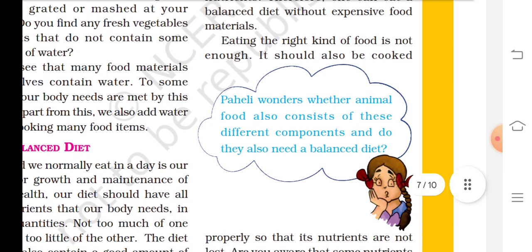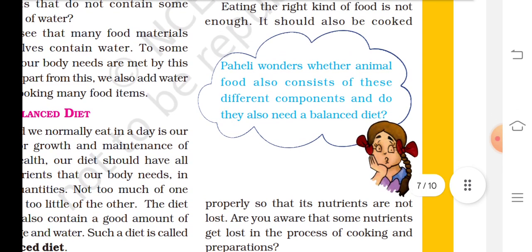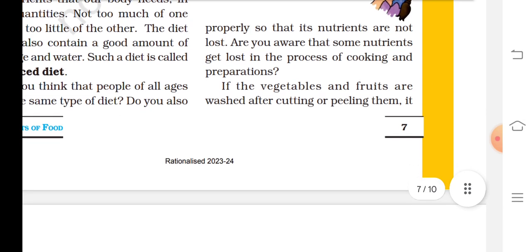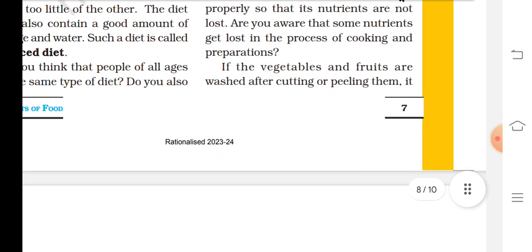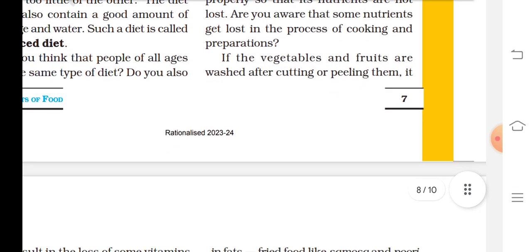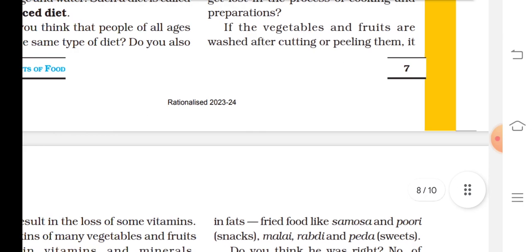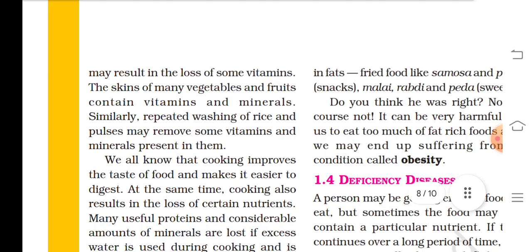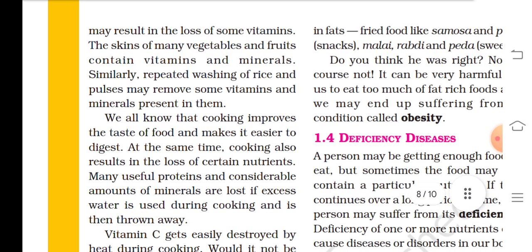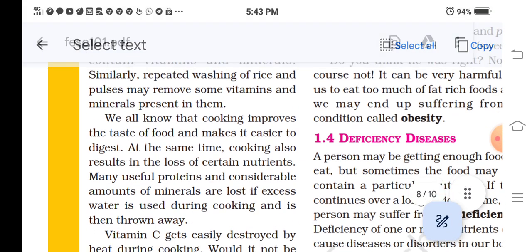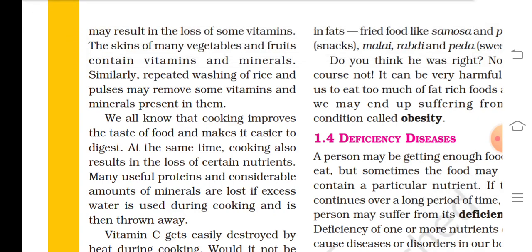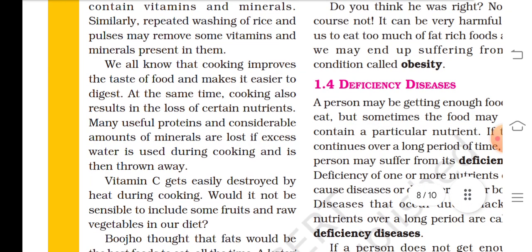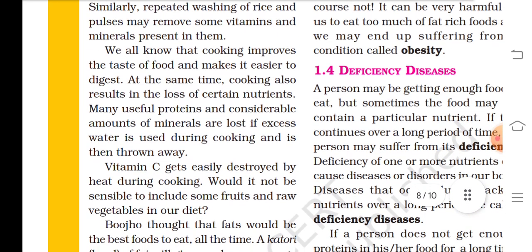Eating the right kind of food is not enough. It should also be cooked properly so that its nutrients are not lost. Are you aware that some nutrients get lost in the process of cooking and preparation? If the vegetables and fruit are washed after cutting or peeling them, it may result in the loss of some vitamins. The skin of many vegetables and fruit contains vitamins and minerals. Similarly, repeated washing of rice and pulses may remove some vitamins and minerals present in them.